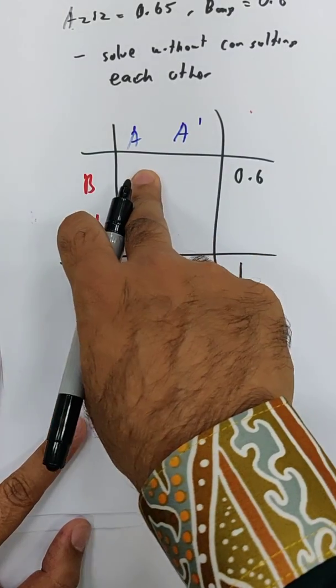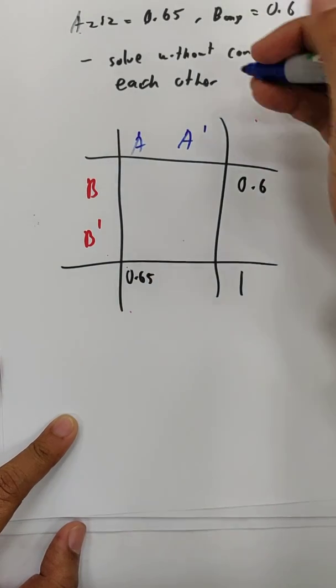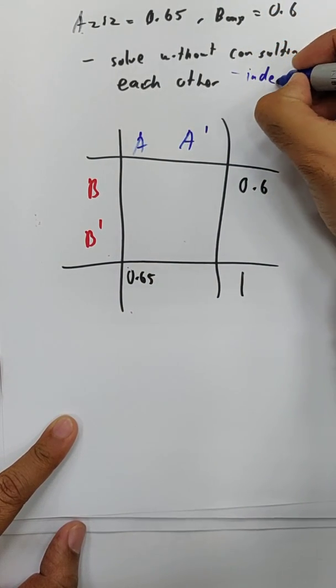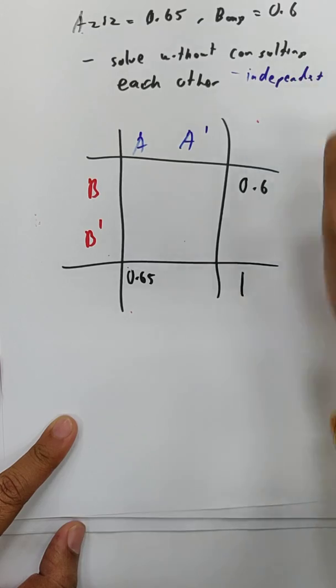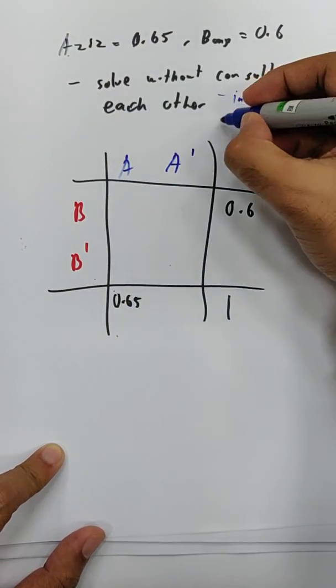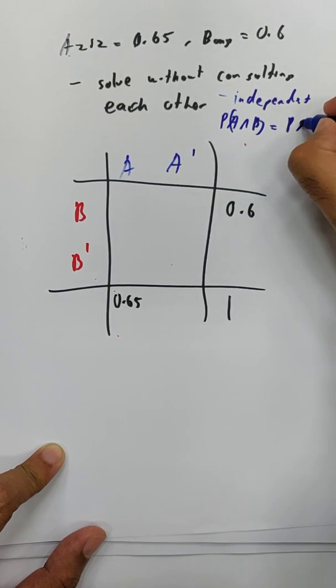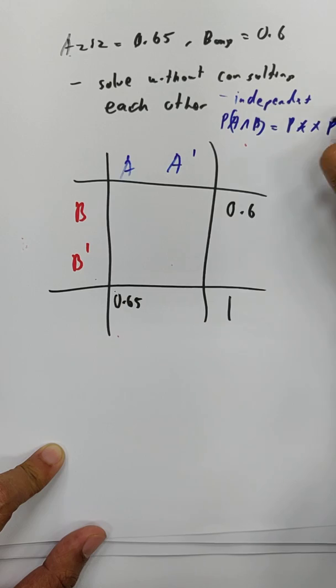How are we going to solve this one here? We did mention just now, solve without consulting each other. What does it mean? It's independent. So, independent, what does it mean? P(A intersect B) equals P(A) times P(B).